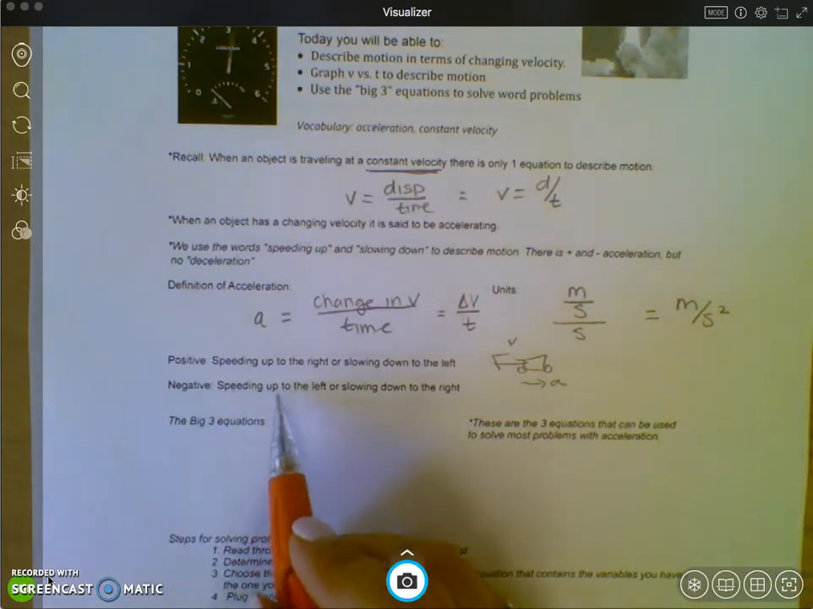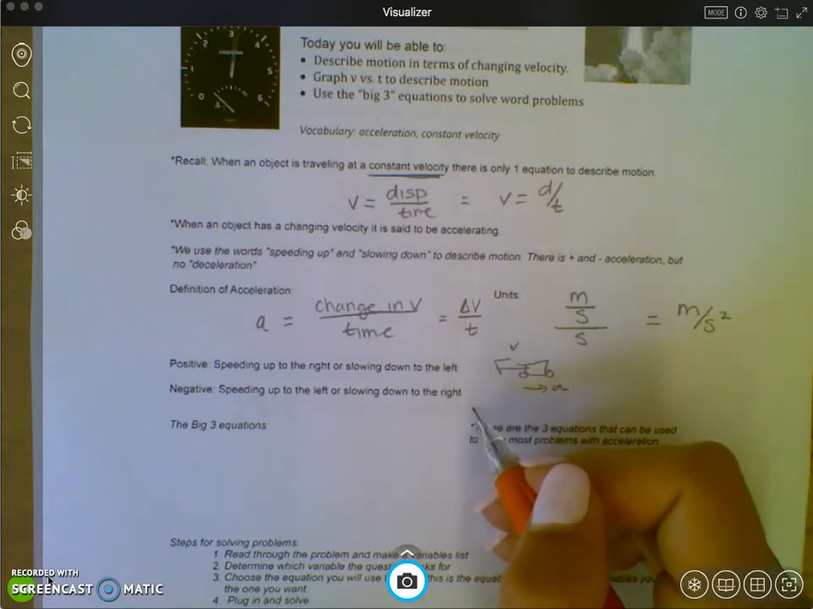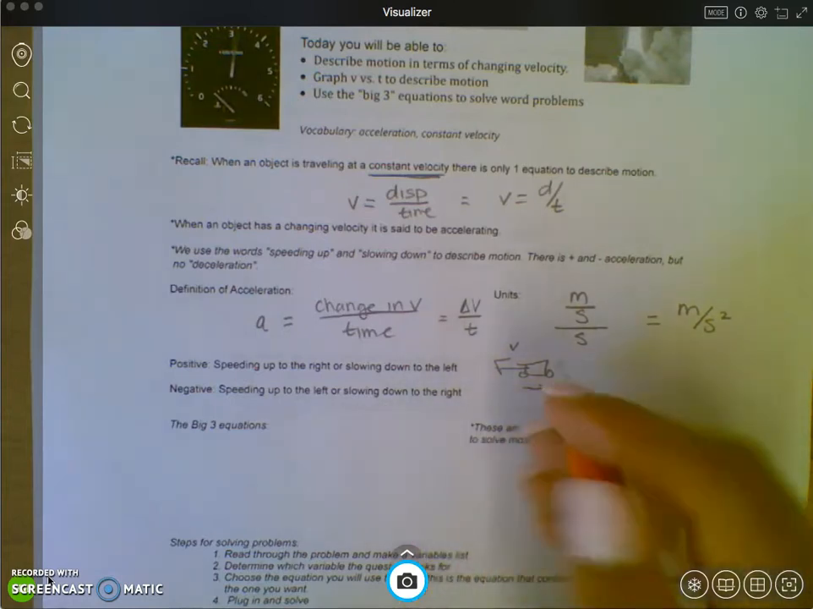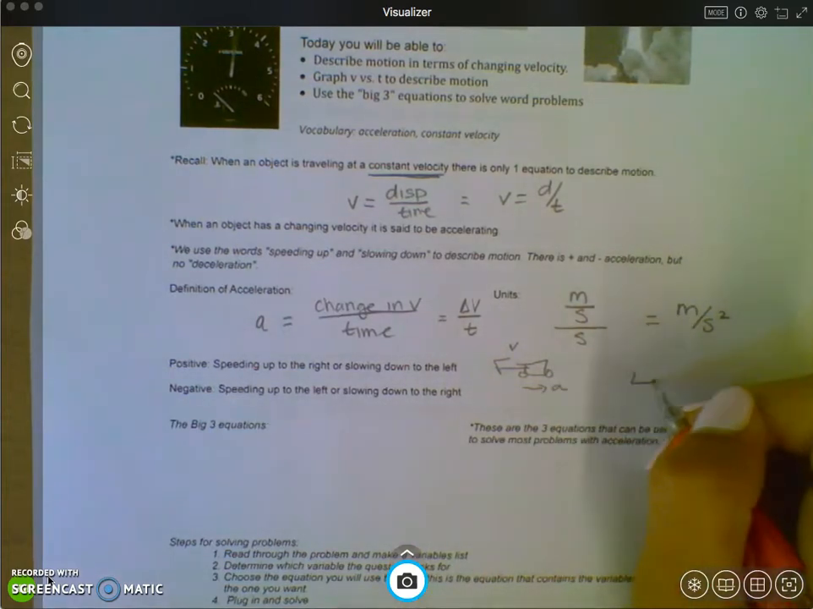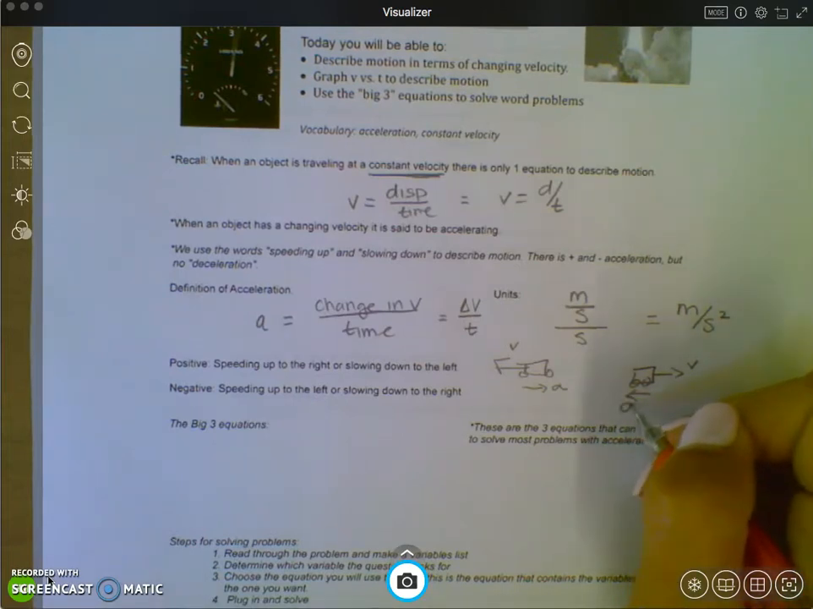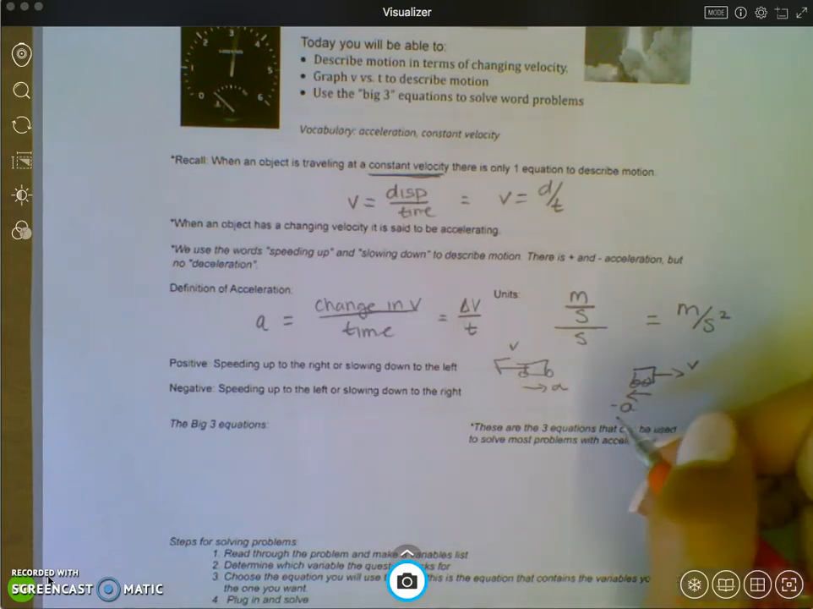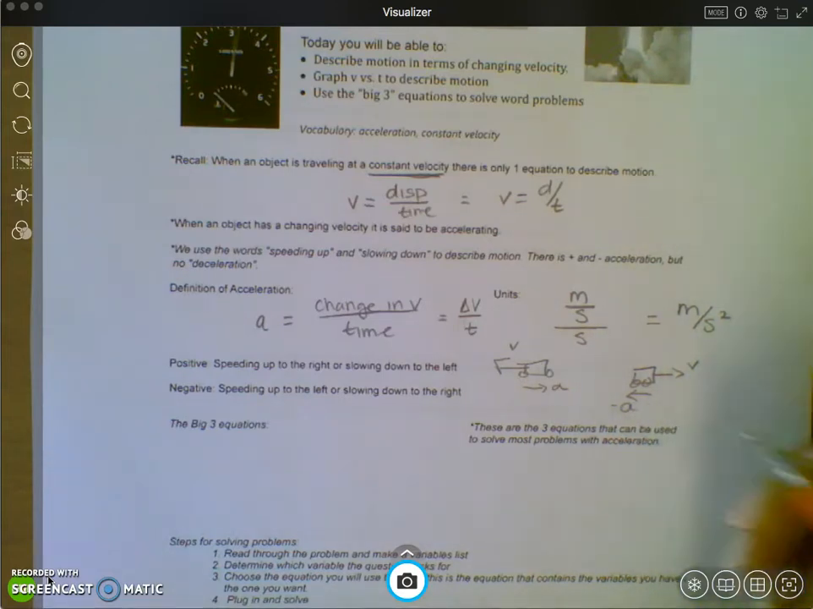Negative, you're going to have speeding up to the left, so if you're going faster to the left, you'd be pushing that object further and further to the left, and that would give you a negative acceleration, or slowing down to the right, so exact opposite of this. If you had a car moving to the right, then in order to slow that car down, you would have to push to the left, and so you'd get a negative acceleration to the left. We sort of associate the push with the acceleration. So if you're pushing left, then your acceleration is going to go left.